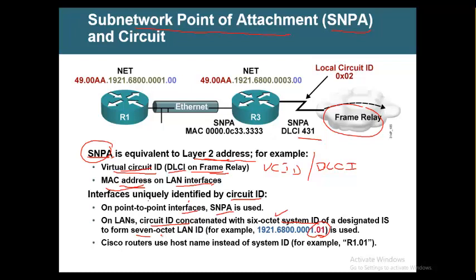6 octets of system ID, plus the 7th one will be the circuit ID if it is LAN. If it is point to point, there is no need for circuit ID, whereas in LAN, it is going to use the N selector as circuit ID. I'll show you in the command line when I type show ISIS neighbor, you will see that circuit ID.